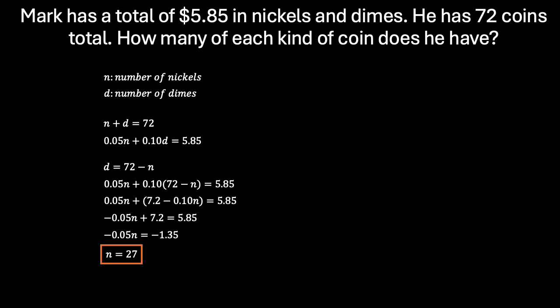Now we're not done yet because we still have to figure out the number of dimes. So what we can do is use that rearranged expression from the first equation, d is equal to 72 minus n, and substitute the value for n that we got in order to get the value for d. We should get d is equal to 72 minus 27. That's easy enough to solve. d is equal to 45. So we know that Mark has 45 dimes and 27 nickels total.